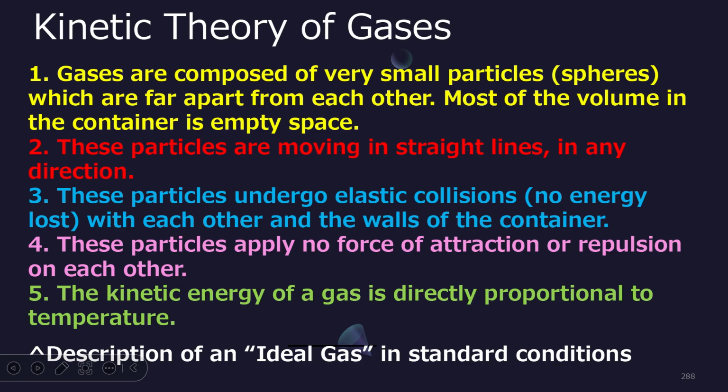But all 5 of these points apply to ideal gases only. So you can probably think of or find some exceptions to these rules when we look at real gases, especially things like water vapor or ammonia gases. These do have significant attractions to each other, and they're going to mess up a lot of the points that we have on this slide. So these things are the description of an ideal gas in standard conditions.